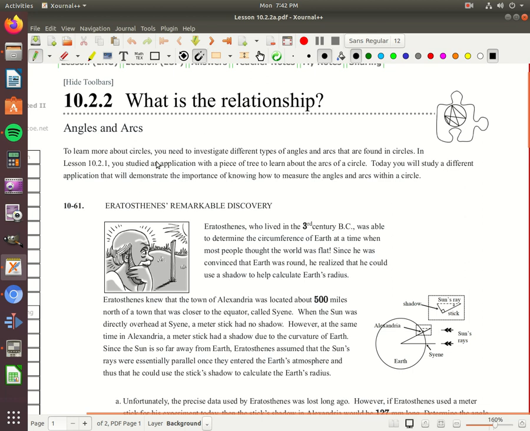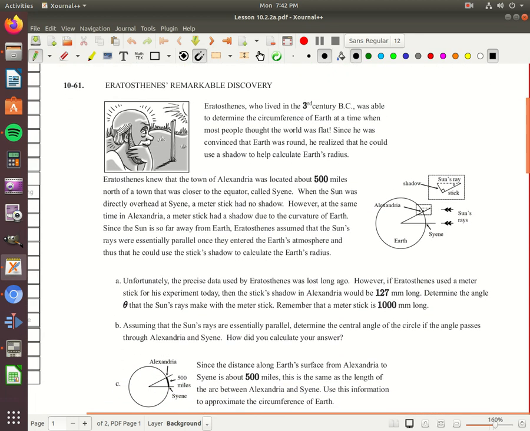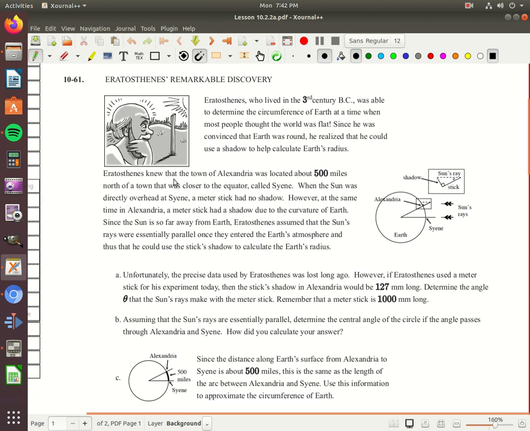To learn more about circles, you need to investigate different types of angles and arcs that are found in circles. In lesson 10.2.1, you studied an application with a piece of tree to learn about the arcs of a circle. Today, you will study a different application that will demonstrate the importance of knowing how to measure the angles and arcs within a circle. So, Eratosthenes, we're going to call him E.